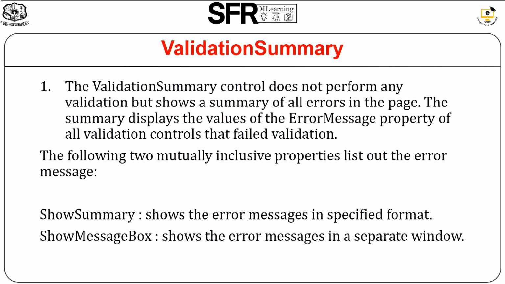We have two properties for the validation summary. The first one is ShowSummary. It shows the error messages in the specified format. That is, the error messages will be displayed in the user specified format. The next one is ShowMessageBox. It shows the error messages in a separate window. That is, it is not shown with the given page but it is shown in a separate window.